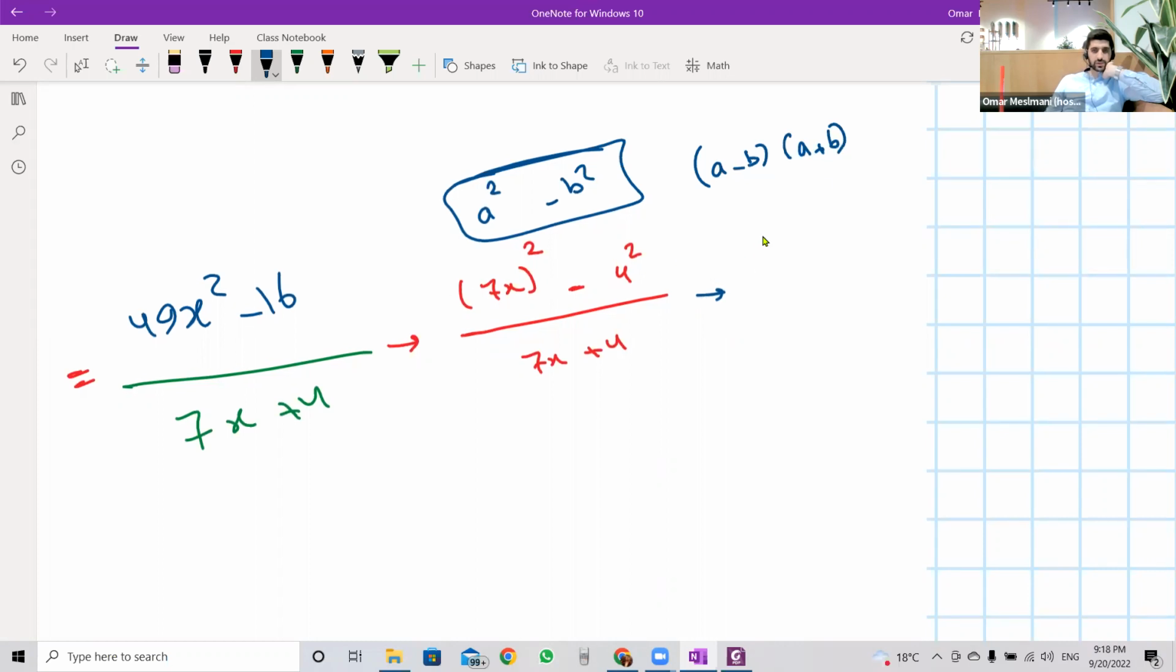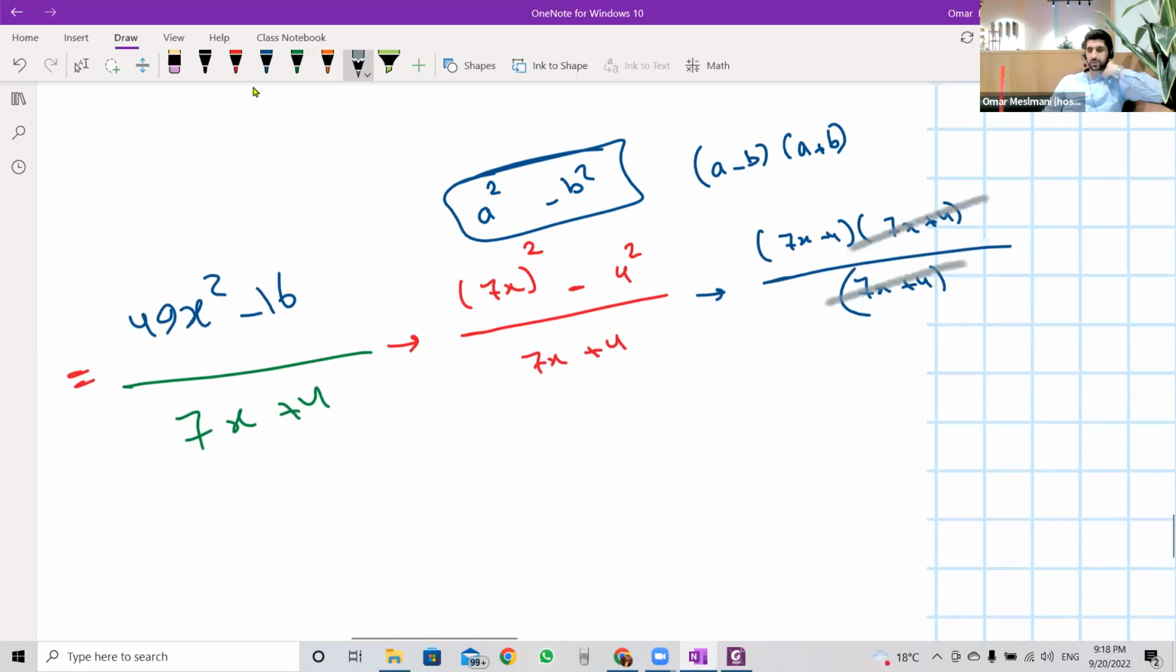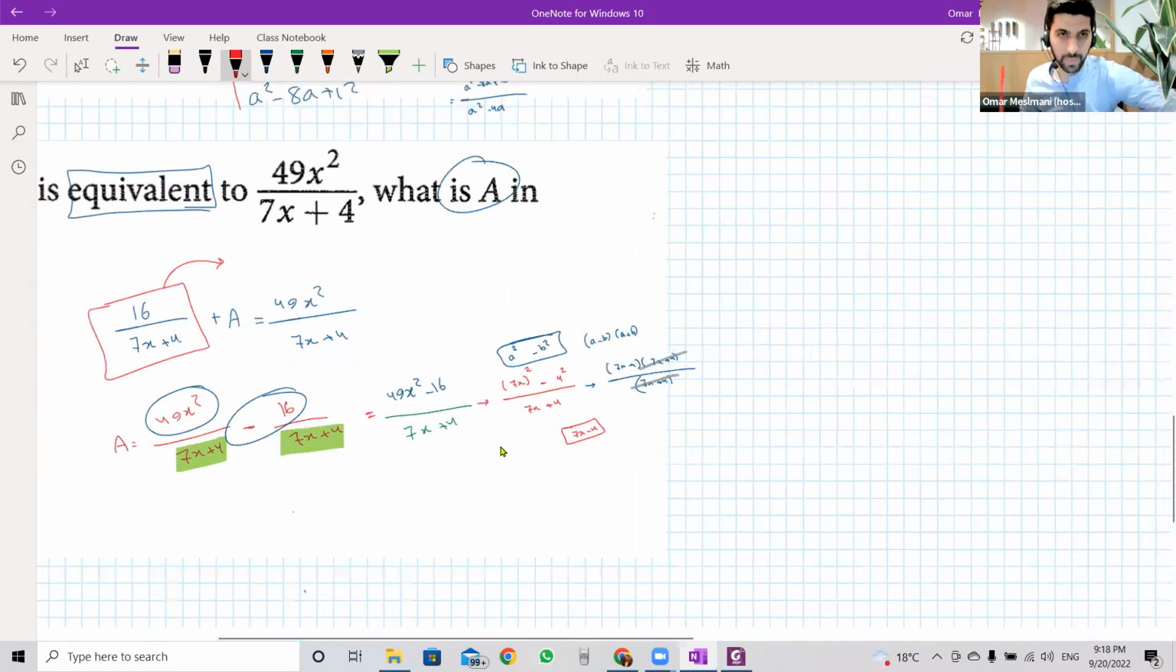So I will do this. It's going to be 7x minus 4, and it's going to be 7x plus 4, all over 7x plus 4. And now have fun canceling the 7x plus 4 with the 7x plus 4. So the final answer is, as I told you, 7x minus 4. Are we good with the concept? Jawad, are we good with the concept?